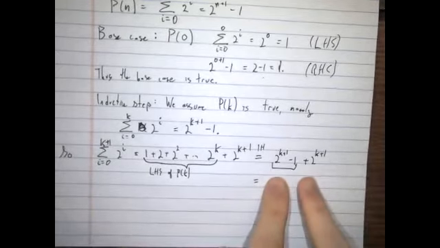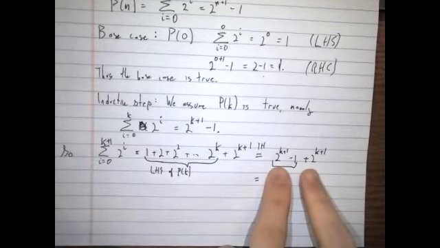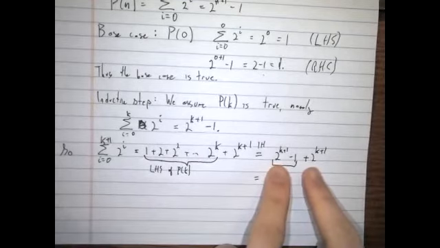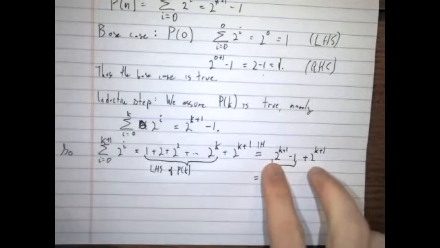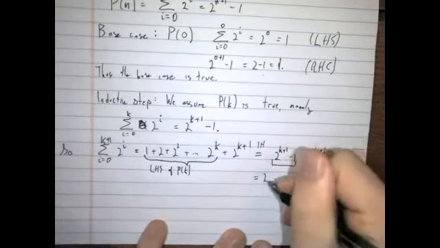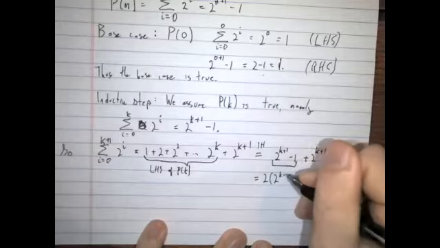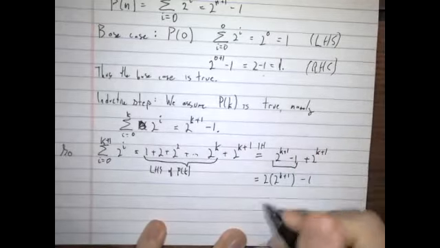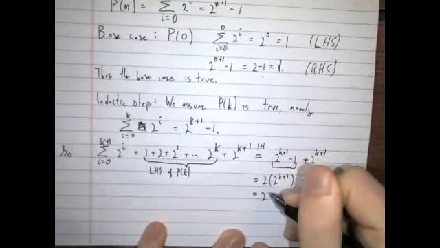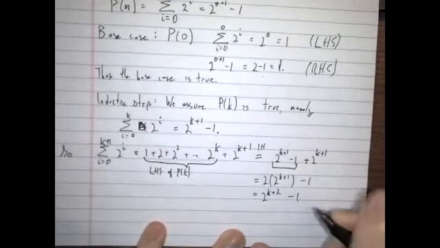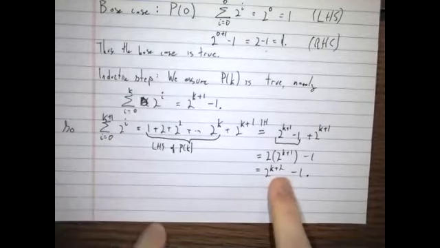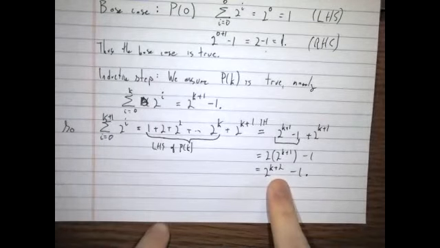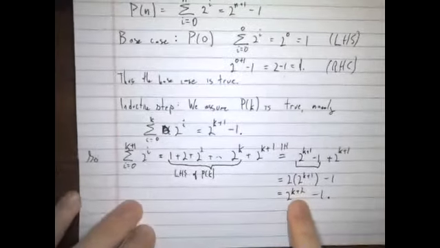So now we just use algebra to simplify the rest of the step. What is 2 to the k plus 1 plus 2 to the k plus 1? 2 to the k plus 2. Yeah, this is 2 times 2 to the k plus 1 minus 1, which is equal to 2 to the k plus 2 minus 1. What is this? P of k plus 1. Yeah, this is the right-hand side of P of k plus 1.